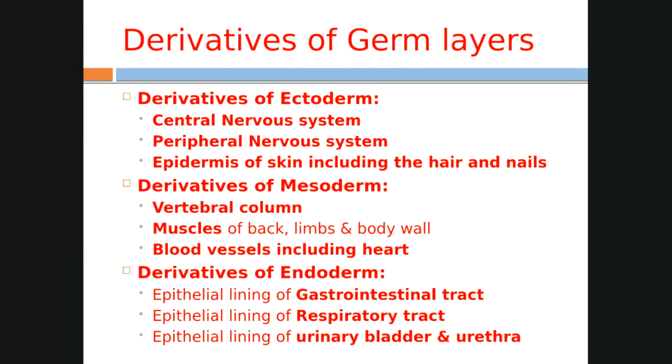Let's try to understand how we can remember these things. Let's play a game: what comes from mesoderm? Muscles of the body, vertebral column, and the heart and the blood vessels.